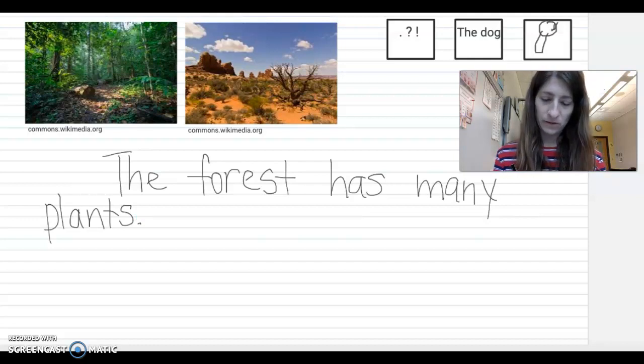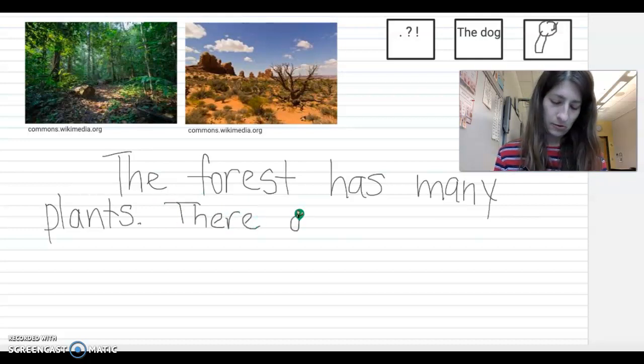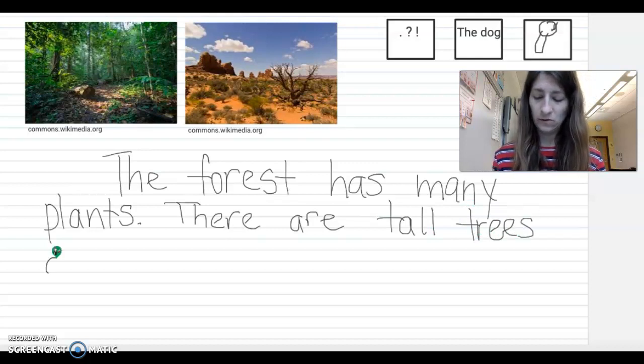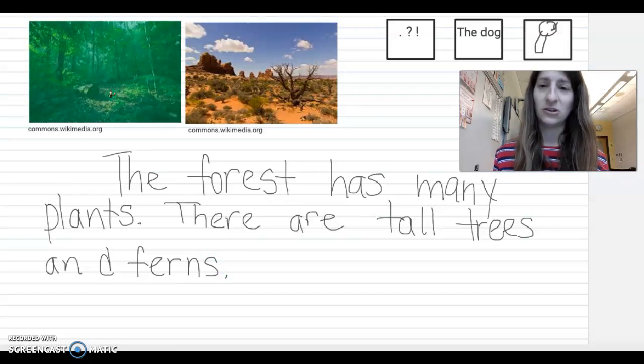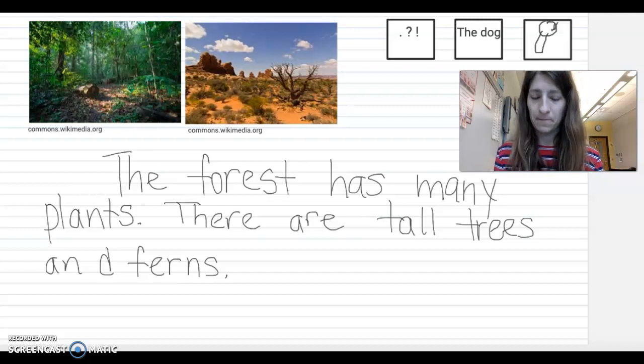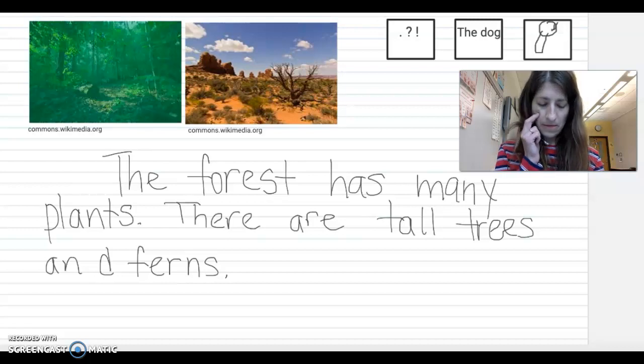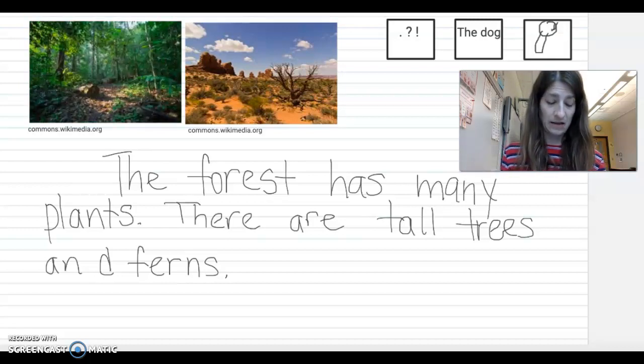What kind of plants? There are tall trees and ferns. Ferns are like the smaller ones that you can see on the ground. I'm sorry. You can see on the ground over here. Okay. So that story had a start and I added more details to it. Okay. Let's try one more story.